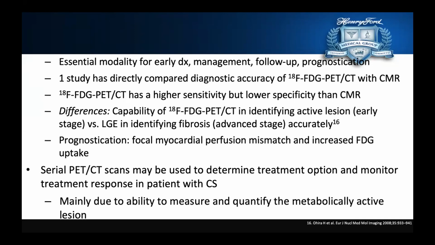There's also prognostication that has been studied with these two modalities. There have been both retrospective and prospective studies comprising about 100 to 300 patients. They've shown that patients with focal myocardial perfusion defects and increased myocardial FDG uptake have a significant risk of adverse events such as arrhythmias or even all-cause mortality. And serial PET-CT scans may be used to determine treatment options and monitor treatment response in patients with cardiac sarcoid. This is mainly due to the ability to measure and quantify the metabolically active lesion.